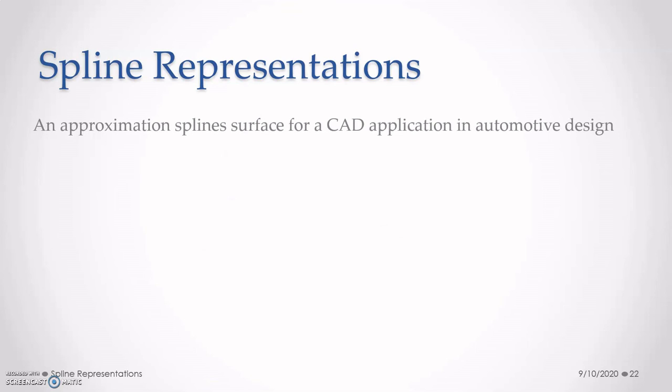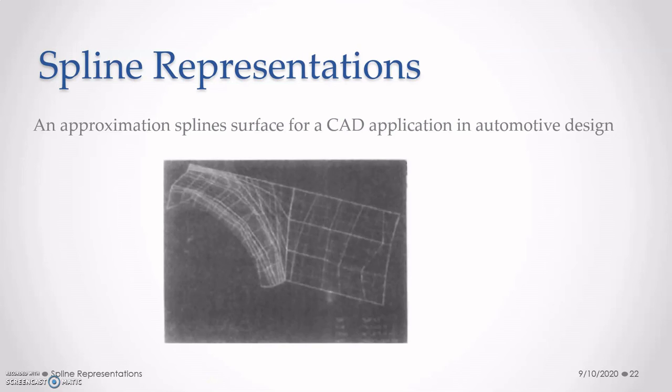An approximation spline surface for a CAD application in automotive design is shown like this. This is actually a section of a car, which is why it is known as an automotive design. This is how an approximation spline surface looks.